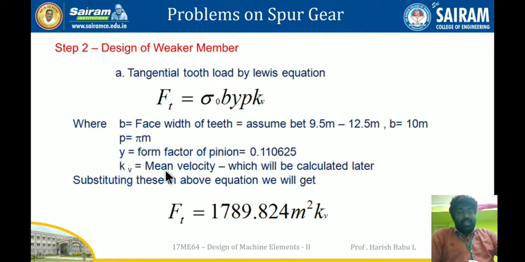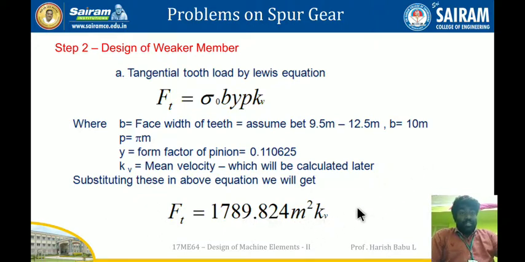So kV will be the velocity factor, which will be calculated later by substituting the values in the above equation. So when you substitute the values in the above equation, I get Ft equals 1789.824 m square into kV.